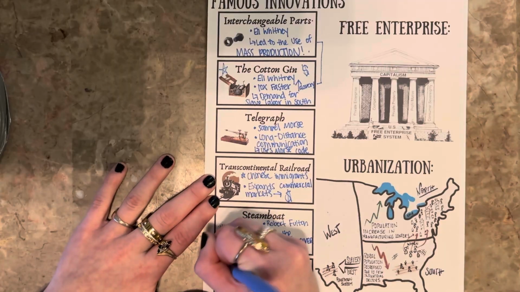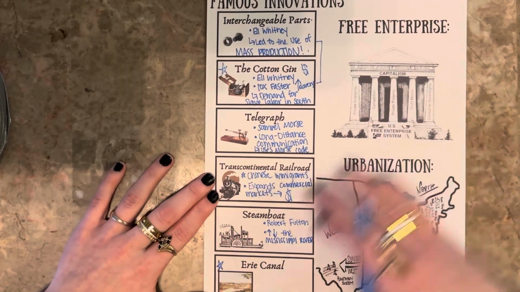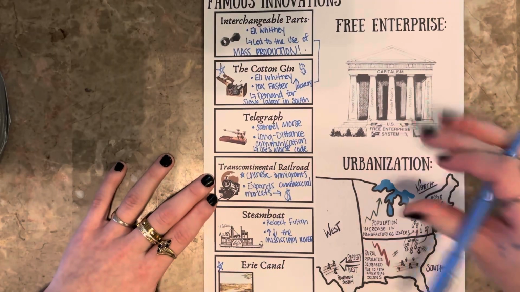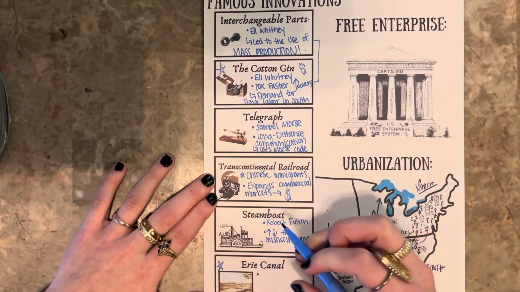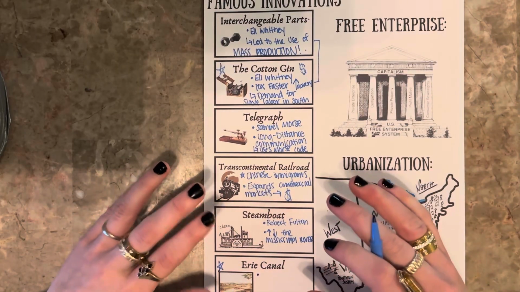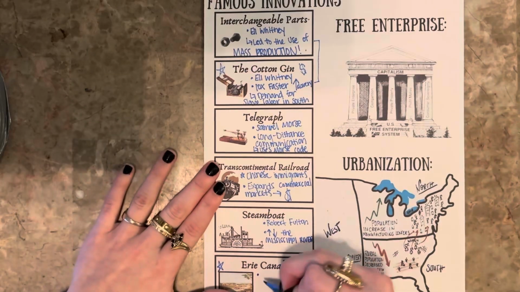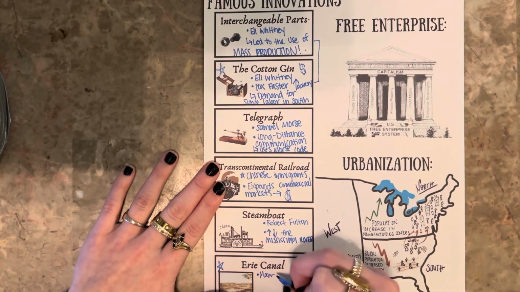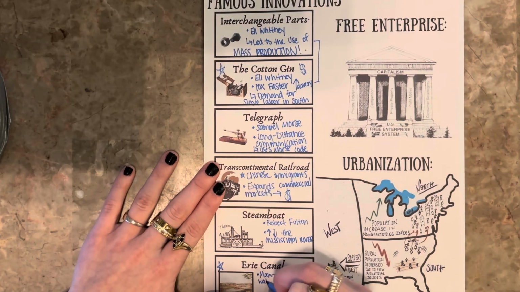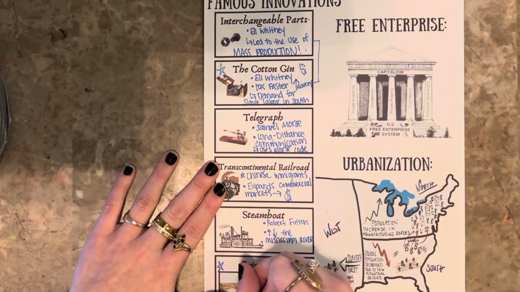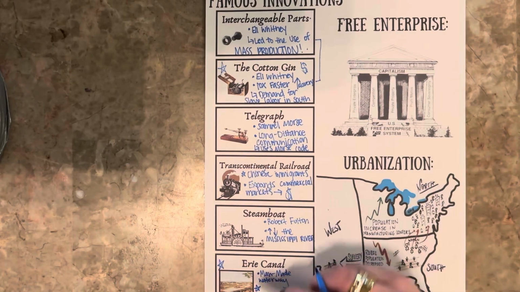I also think this one right here is very, very important. They love to ask you questions about the Erie Canal. Okay, so a canal is like a waterway, basically a man-made waterway that connects one body of water to another. So I'm just going to write man-made waterway. And this will really increase, right?